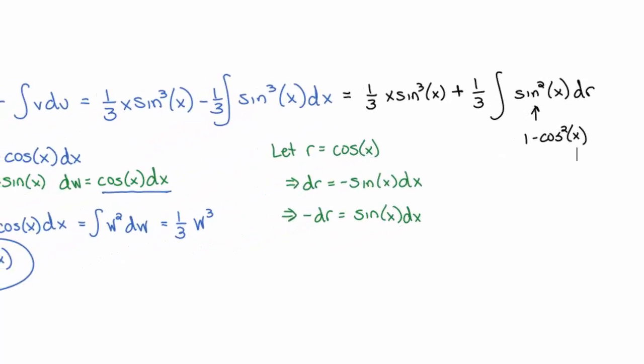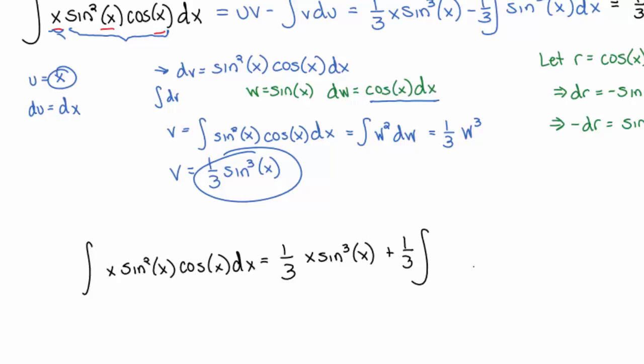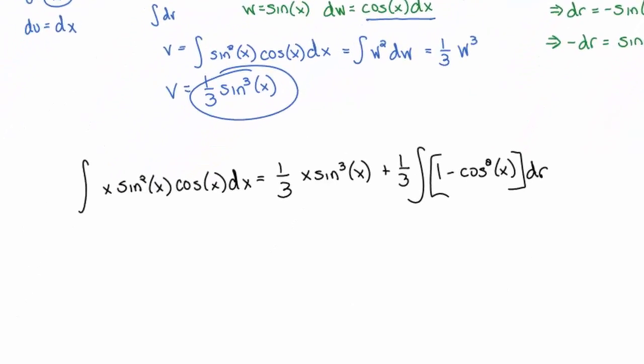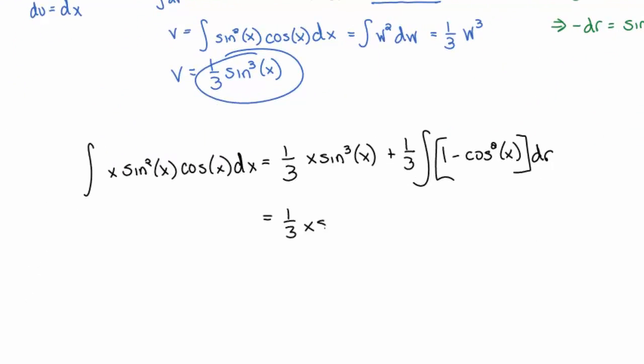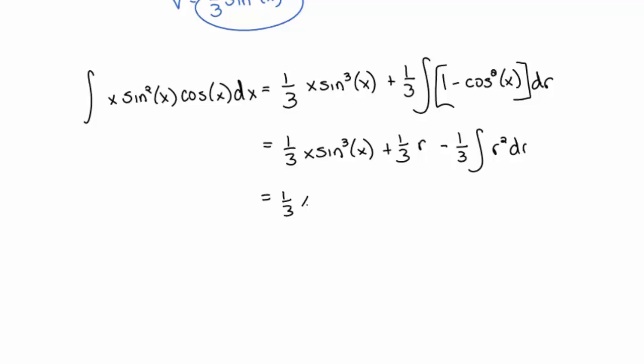Now, this is getting kind of messy, so I'm going to actually go down a little bit here. I'll say, therefore, our integral x sine squared x cosine of x dx is equal to the 1/3 x sine cubed of x plus 1/3 times the integral 1 minus r squared, that's dr actually. And remember, r is equal to cosine of x, and so that's going to be equal to 1/3 x sine cubed of x plus 1/3, let's see, the antiderivative of 1 is just r, minus 1/3 times the integral of r squared dr. Antiderivative of r squared is r cubed over 3, so it's going to be minus 1/9 r cubed. A little bit of rewriting with this.